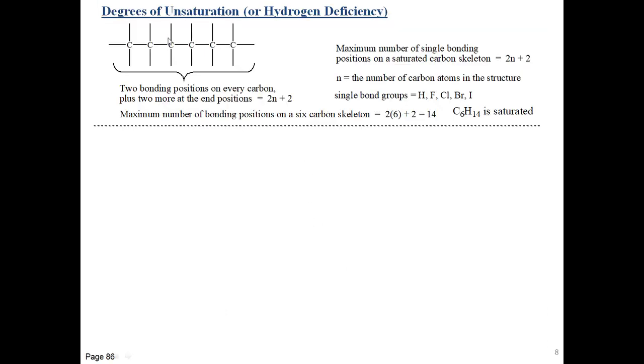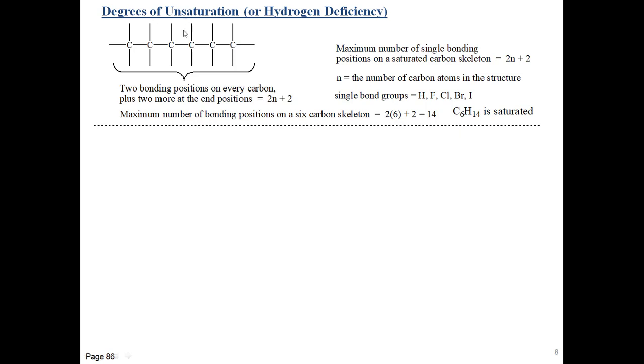Okay, now I'm going to talk about degrees of unsaturation. Okay, some books call this hydrogen deficiency because some of the hydrogens are missing. If I have a carbon chain, there's going to be 2 bonding positions at every carbon. So in this case, I have 6 carbons. So I'd have 2 times 6 or 12 positions there. At the ends, I have another one on the right and another one on the left. So that's 2 more. So the maximum number of single bonding groups on this skeleton right here is twice the number of carbons plus 2. In this case, there's 6 carbons, so I'd have 2 times 6 plus 2. That's going to be 14 bonding positions.